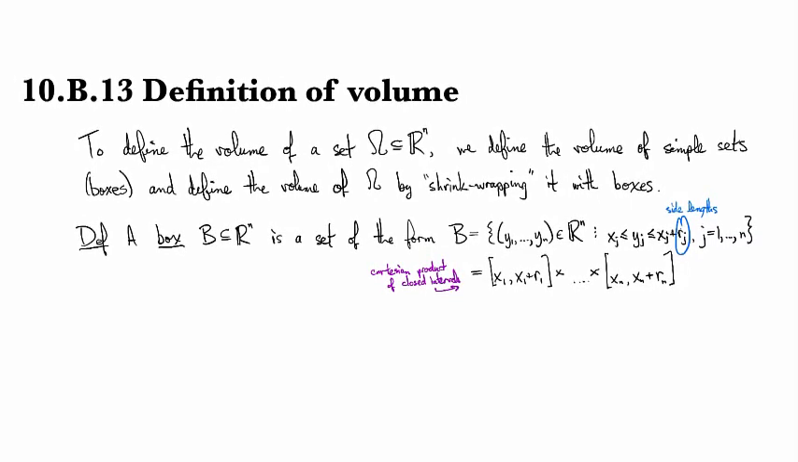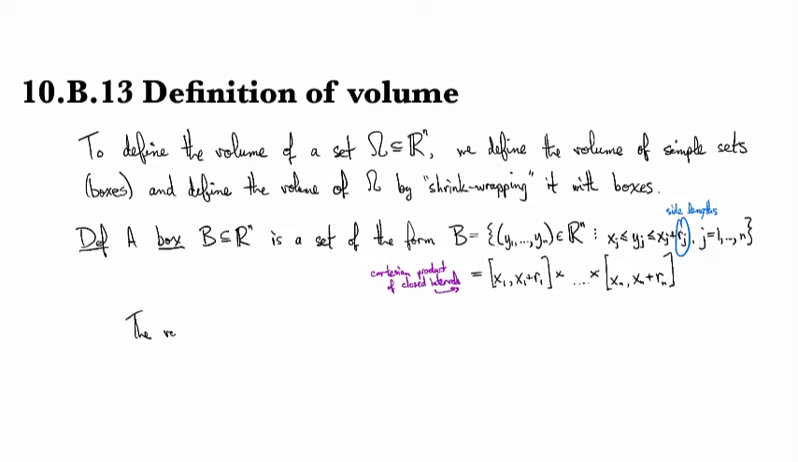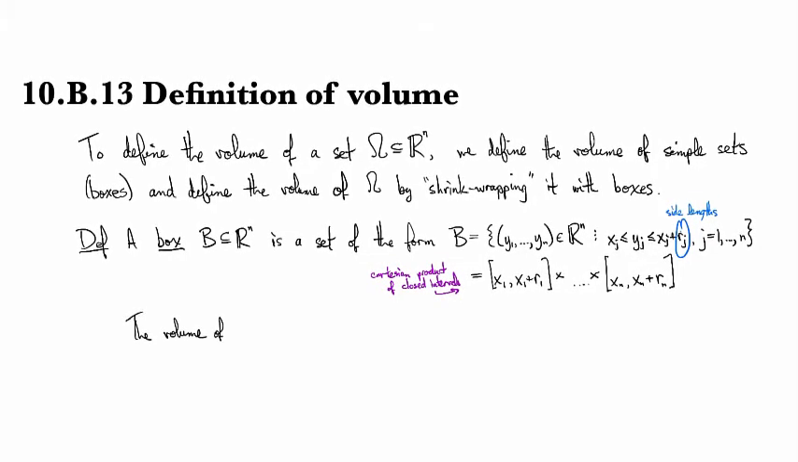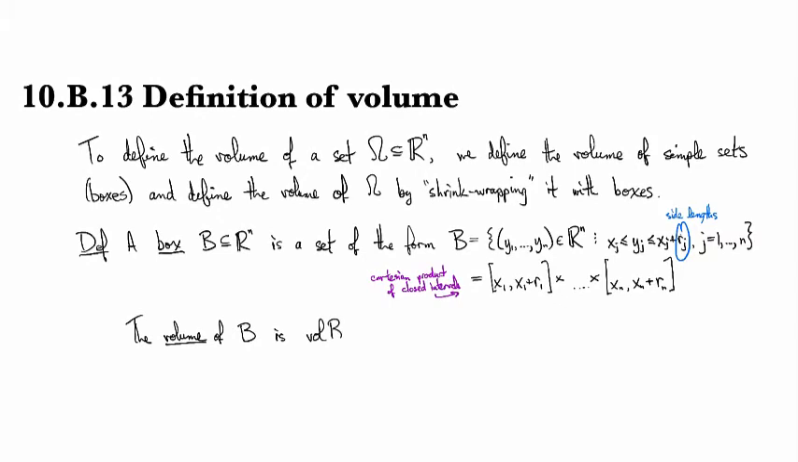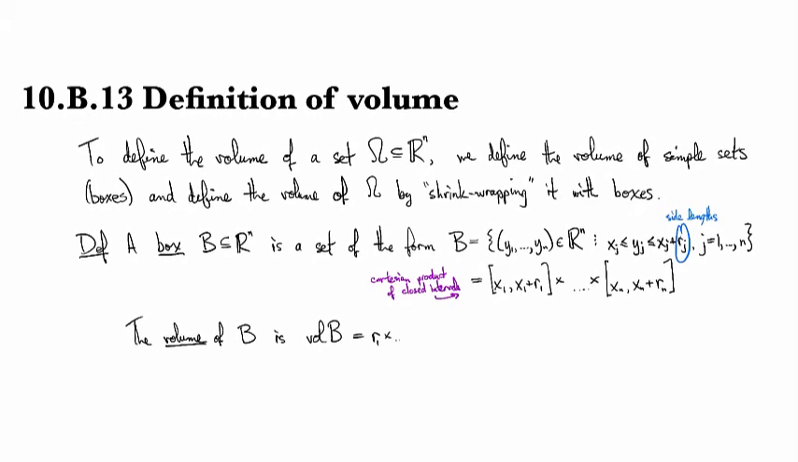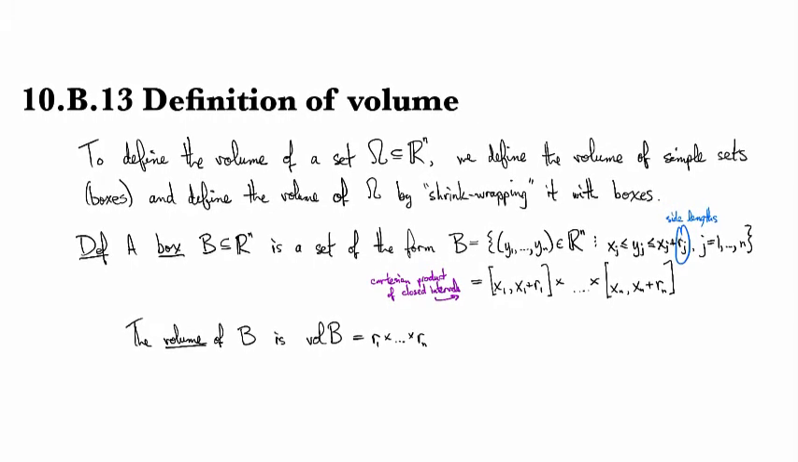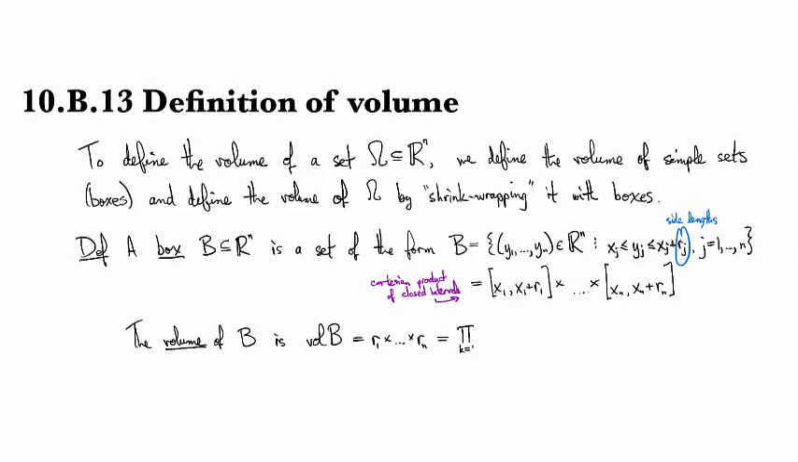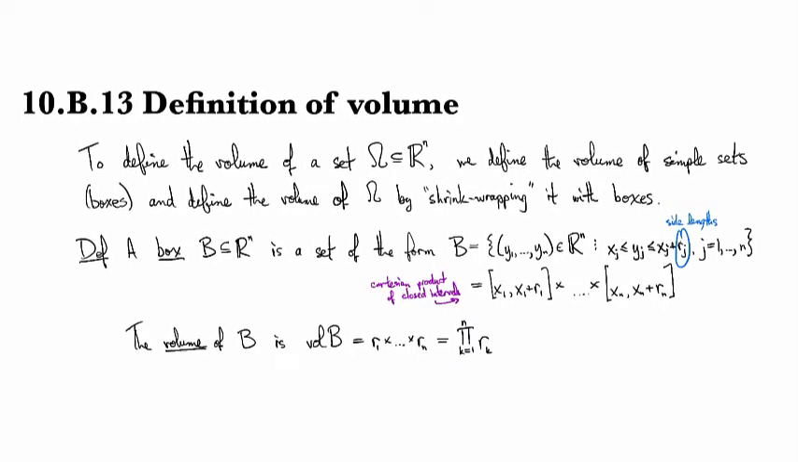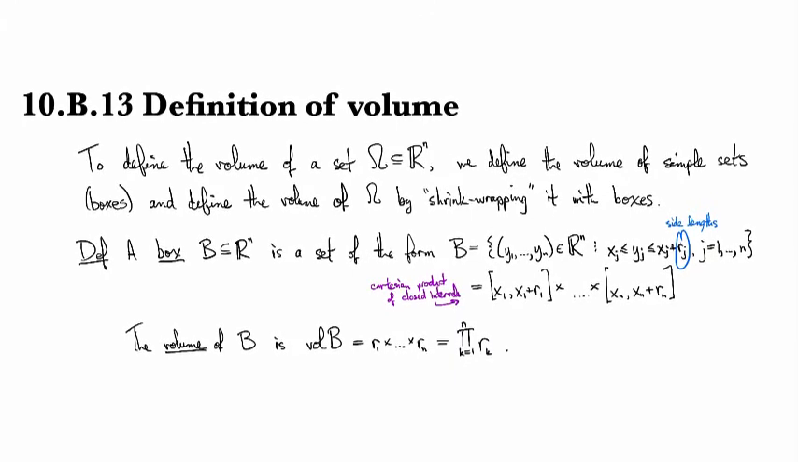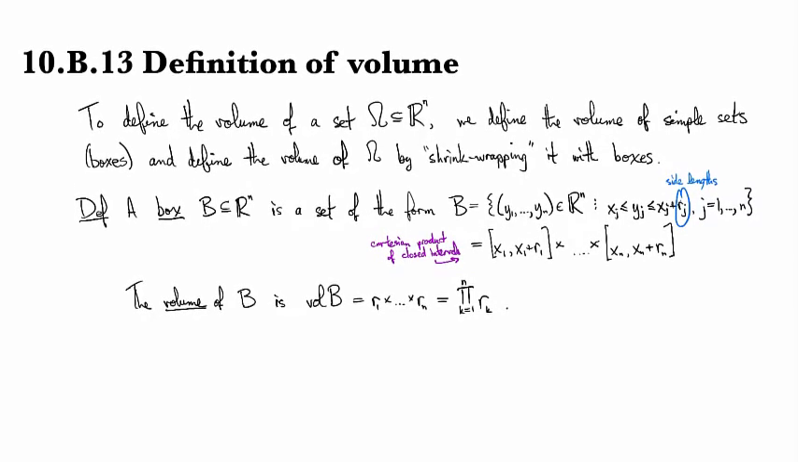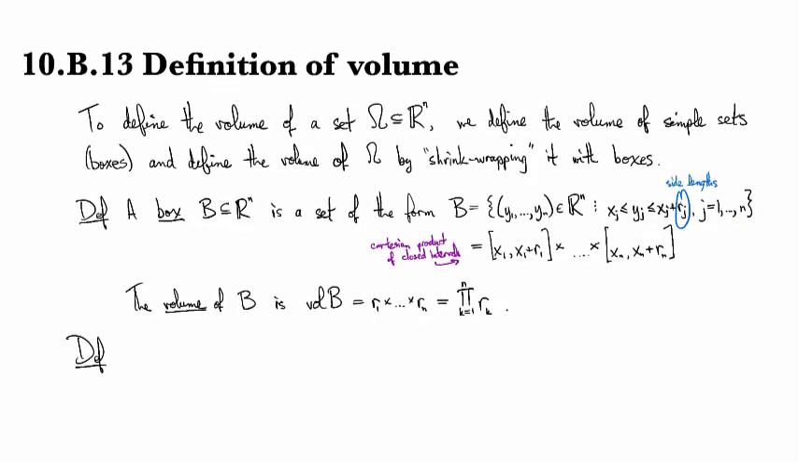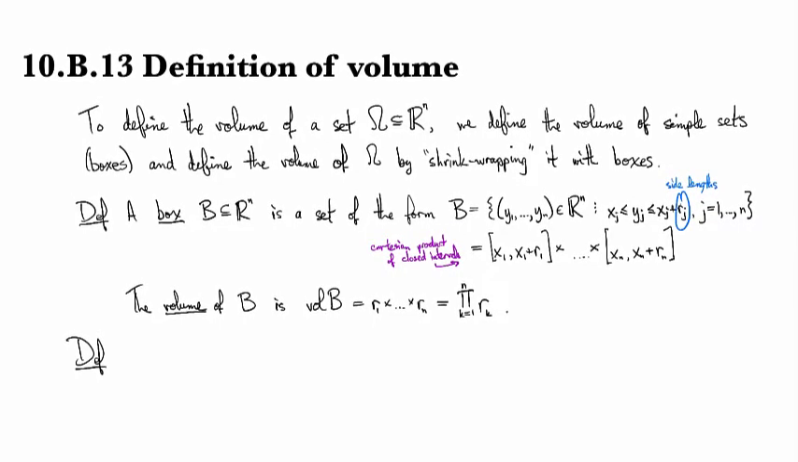Okay, so then we can define the volume of a box B. This is denoted by vol B, and it's just r1 times up through rn. In other words, we're taking the product, k equals 1 through n, of rk. So it's the product of the lengths of the sides of the box, just like you'd expect. Now we will need one other idea to extend this to our general set.